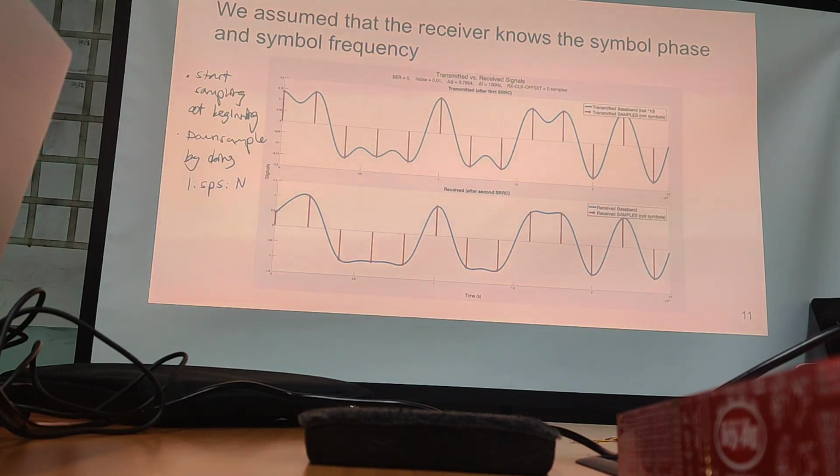So the implicit assumption that we've been making here is that the symbol phase is 0, and a bit more organized: if we start sampling at the beginning, the assumption there is that the symbol phase is 0, and if we downsample by doing 1 colon SPS colon n, the assumption there is that the symbol frequency is precisely SPS.